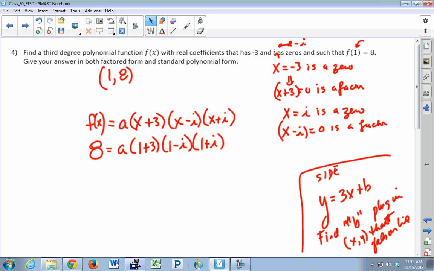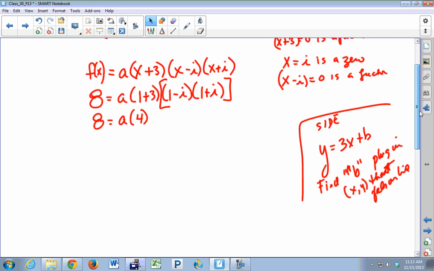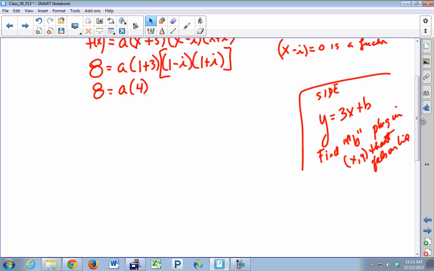Okay. Well, my first factor isn't too hard to do. 1 plus 3 is 4. But now I got to figure out what this is. And that's just a little review of multiplying out these two factors when it has an i in it. And after we do it, you might remember the shortcut that we discovered a few weeks ago.